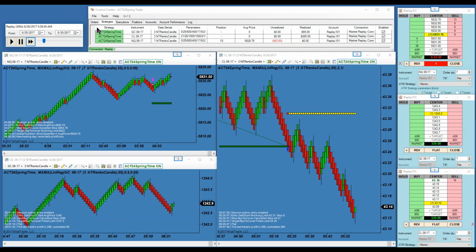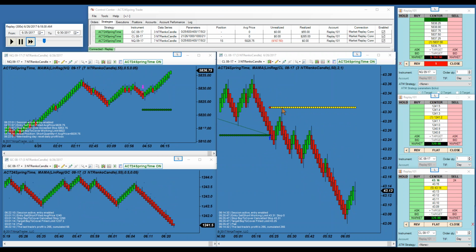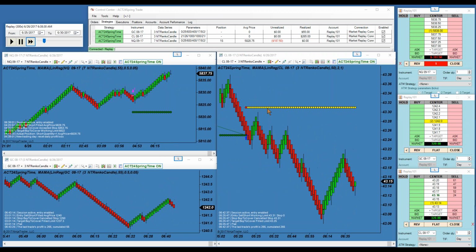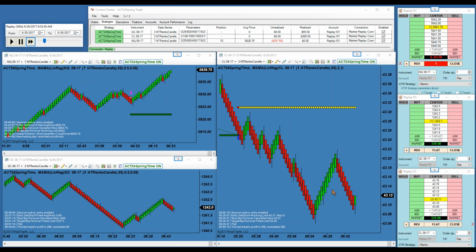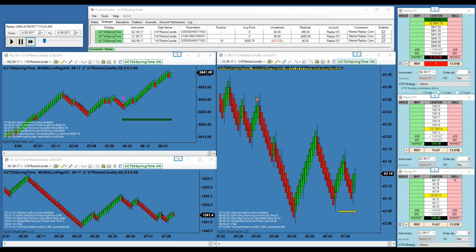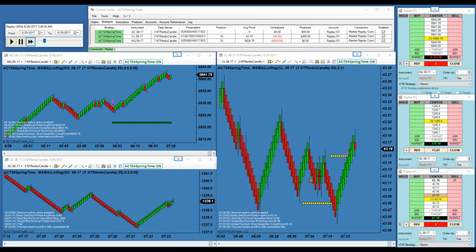Now you see we hit a target here and could have gotten in to go short again, but we didn't make it. We didn't go back far enough, so it didn't make it. So I'll have to come up and maybe take order pending. Order pending.